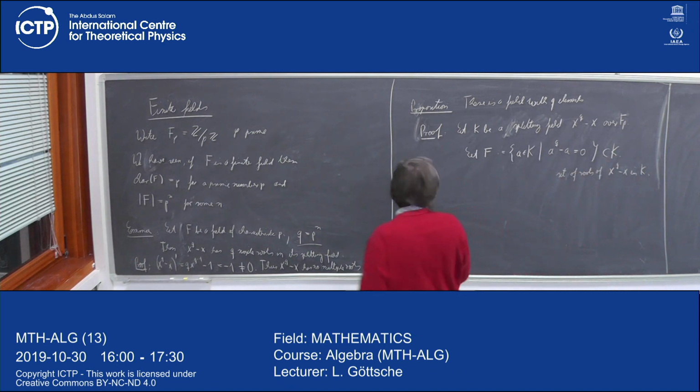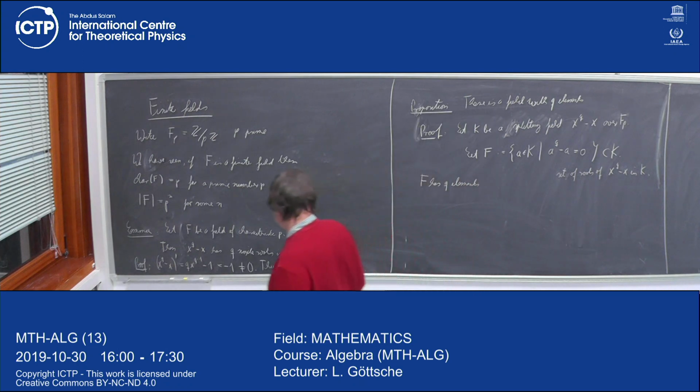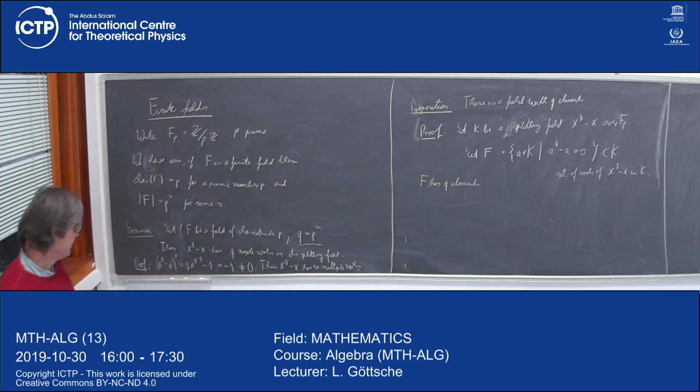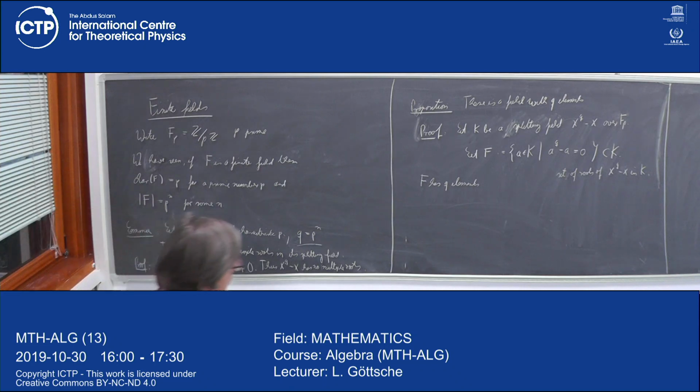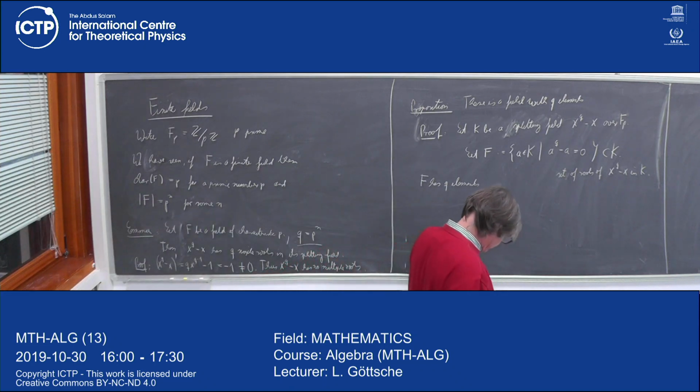So what can we say about F? Obviously, F has q elements, because we know that this polynomial has q simple roots in its splitting field. So now I want to see that this is a field.